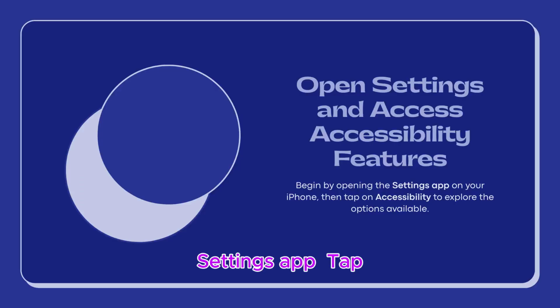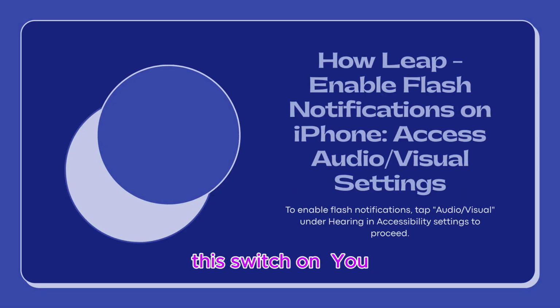Open the Settings app, tap Accessibility. Under the Hearing section, tap Audio Visual. You will see the option LED flash for alerts. Toggle this switch on. You can also enable flash on silent if you want the flash to work even when your phone is on silent mode.